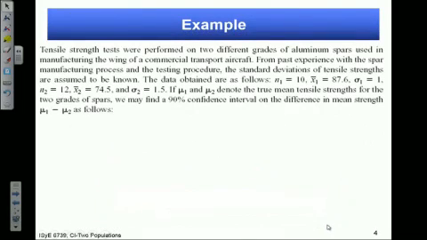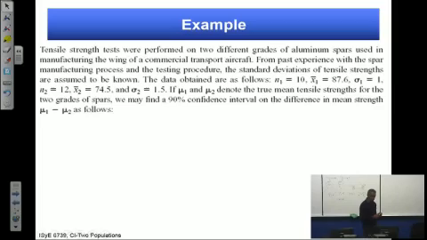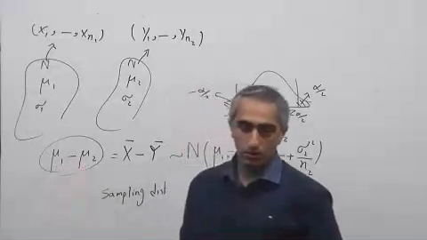Okay. One example: tensile strength for two different grades of aluminum. We want to compare the means of the two grades of aluminum. That's why we want a confidence interval for this difference, mu1 minus mu2.